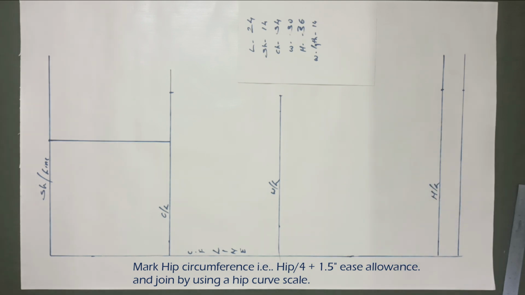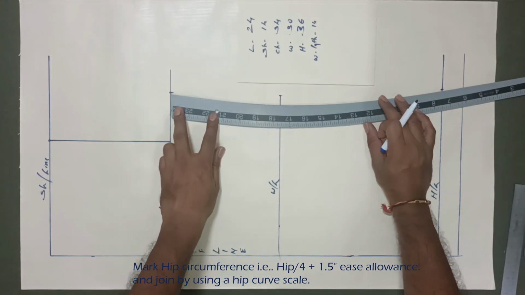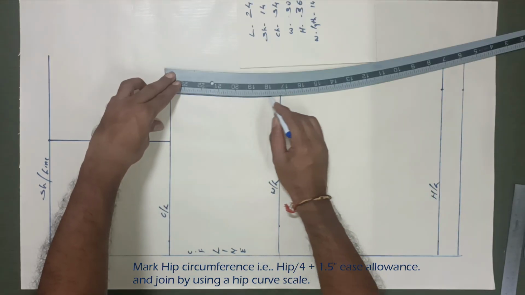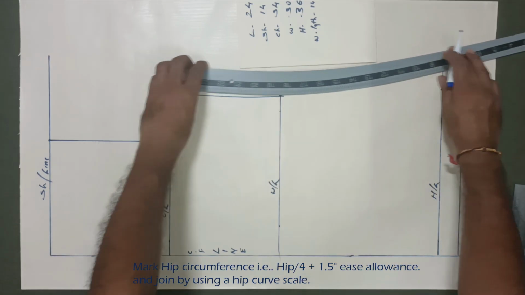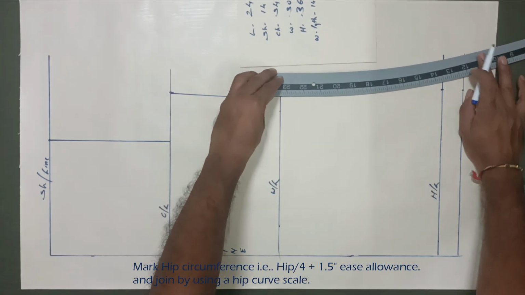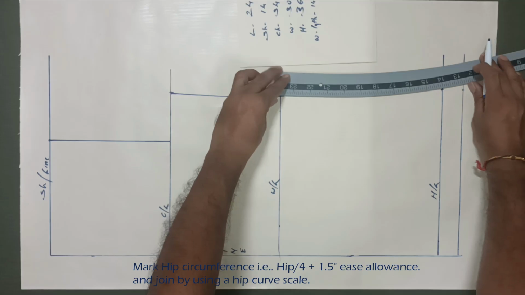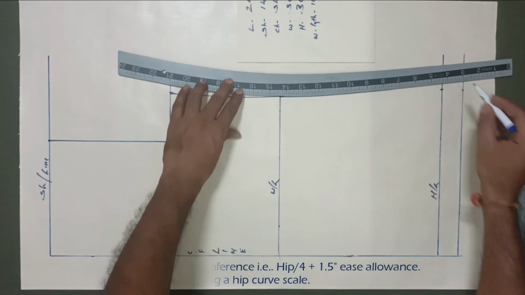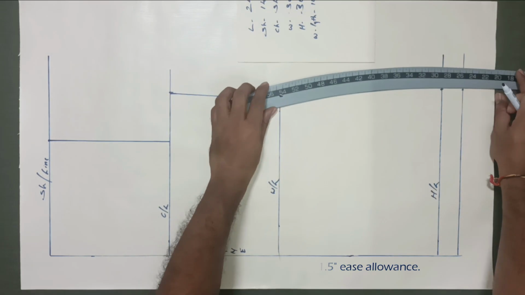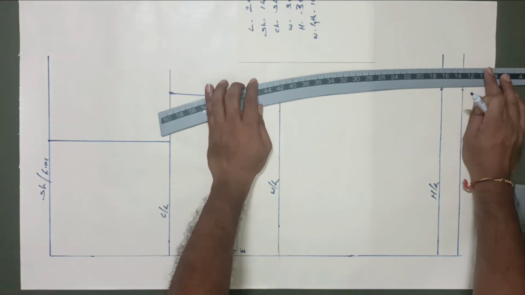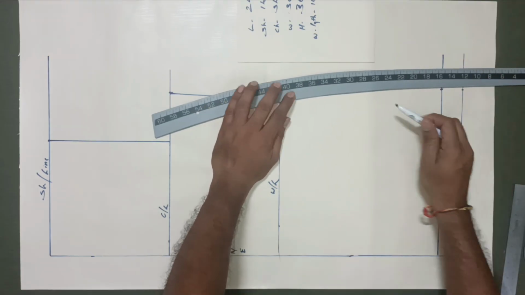Once the marking is done, now use a hip curve or a shaping scale. Join the line from chest to waist and from waist to hip. Mark almost 70% of it, and then take the shape again from the hip line.